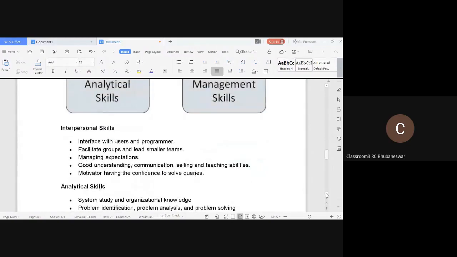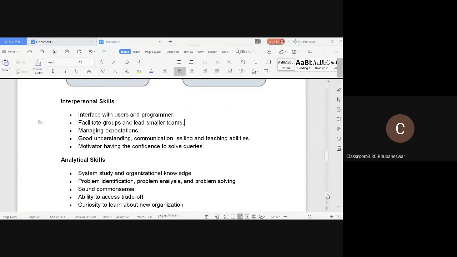So interpersonal skills means he should be able to act as an interface between user and programmer, like the operating system acts as an interface between software programs and hardware. Now there are many points related to interpersonal skills. Facilitate groups and lead smaller teams. Managing expectations. Good understanding. Motivator means having the confidence to solve queries. These all come under interpersonal skills.